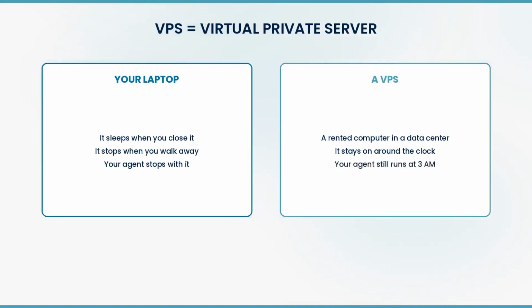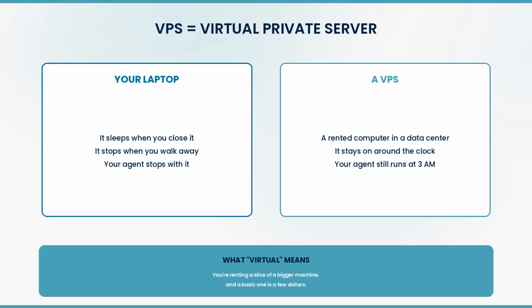If you want Claude monitoring your inbox at 3 a.m., summarizing leads before you wake up, or posting a scheduled update without you pressing send, that process lives on a VPS. Virtual means you're renting a slice of a much larger machine rather than a physical box. A basic one costs a few dollars a month. Our team runs several background automations on one, and it's what makes overnight agents possible.